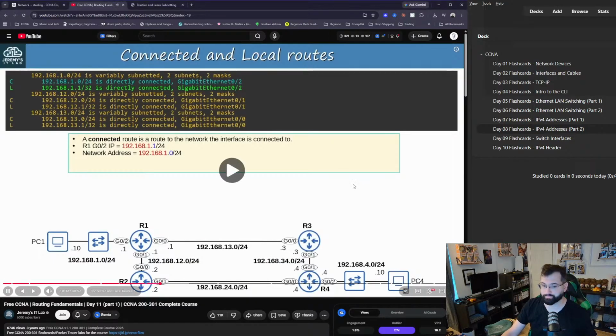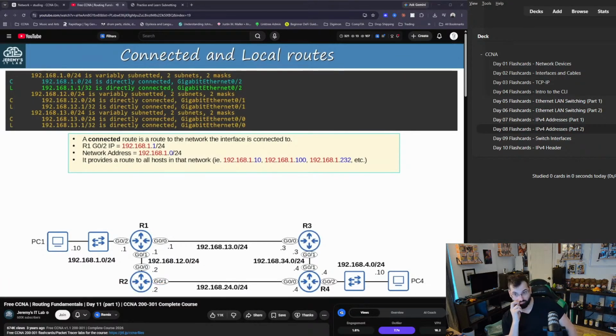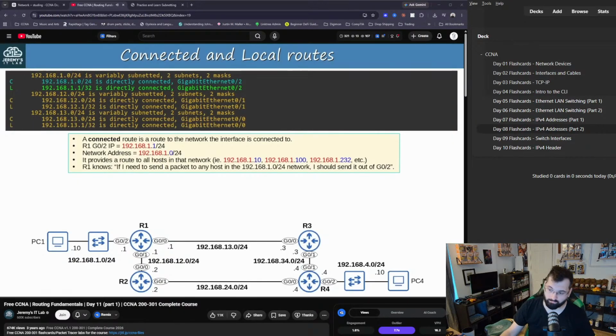It's a route to that network, so this provides a route to all hosts in that network. For example, 192.168.1.10, .100, .232, etc. Any address in that .0/24 range. Look back up at the routing table and notice that the route says 192.168.1.0/24 is directly connected, GigabitEthernet 0/2. So R1 knows if I need to send a packet to any host in that network, I should send it out of G0/2. Okay, that's the connected route.